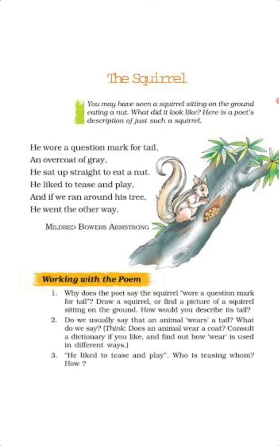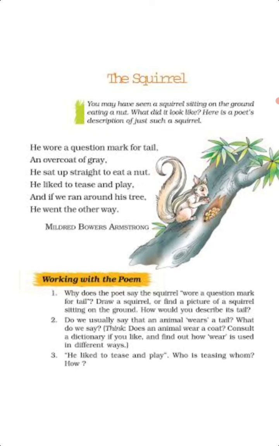See here, what the poet said is that if we ran around his tree, so if human beings ran around his tree, the squirrel won't be frightened. It would like to tease and play, and to do so, it would also run around the tree, but from the opposite side. So he went the other way, means he also ran from the opposite side.